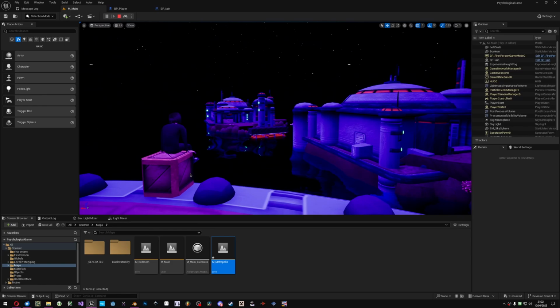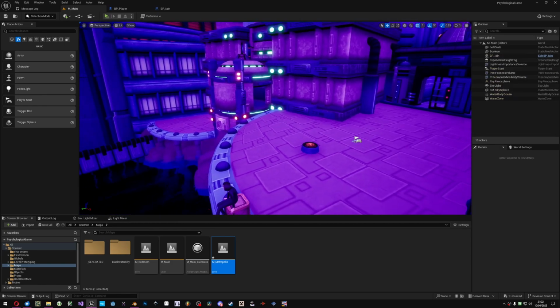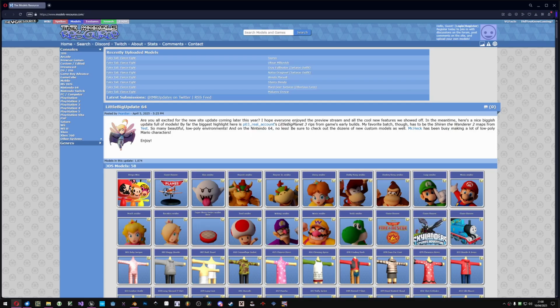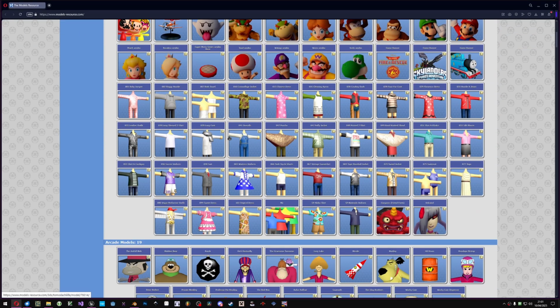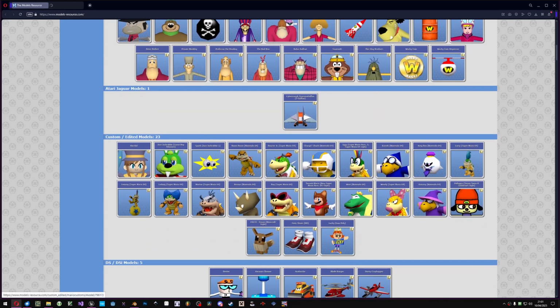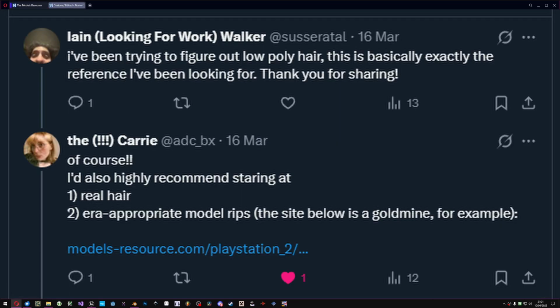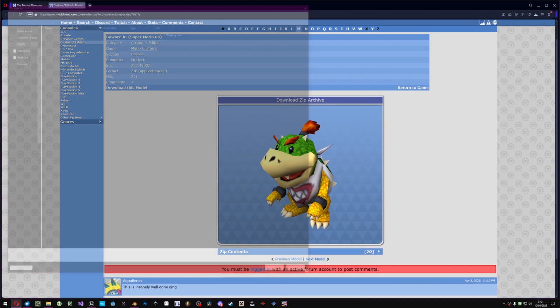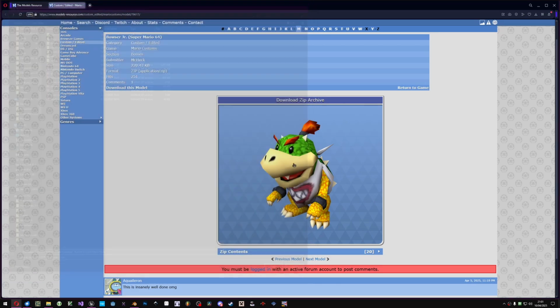So, just how did I get this model from one of the true greats of gaming history onto my computer and into this game engine? Well, recently I discovered this website called modelsresource.com. I can't remember exactly how I came across it. I know I was aware of it before someone called Carrie mentioned it to me in this exchange on Twitter. Shout out Carrie, by the way, she's a game dev. While I was aware of the site before this, I can't remember where I heard about it, so this will have to do for the video's narrative flow. Thank you, Carrie. Anyhow, this website is fantastic.